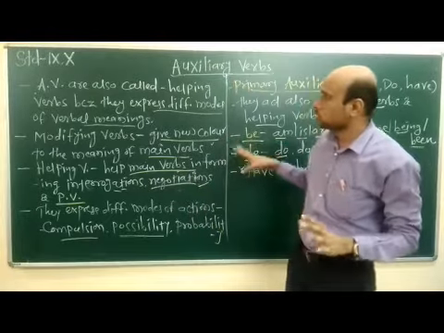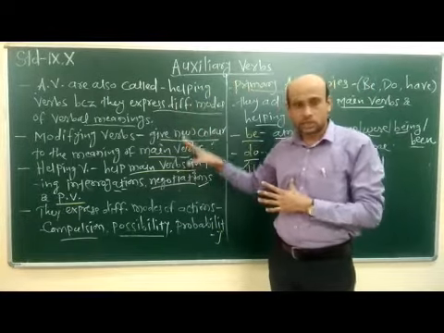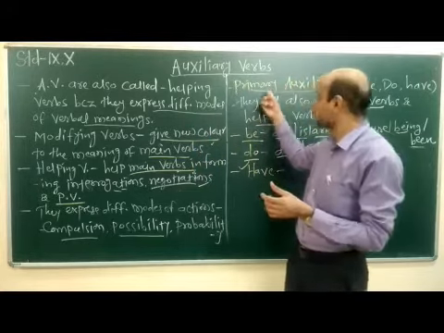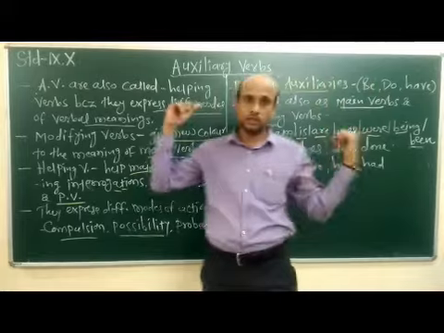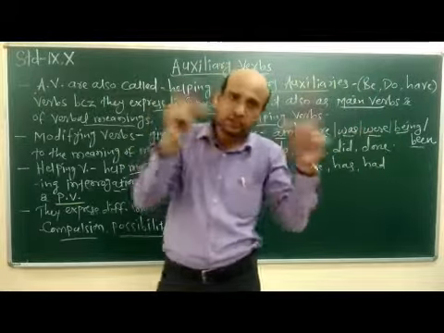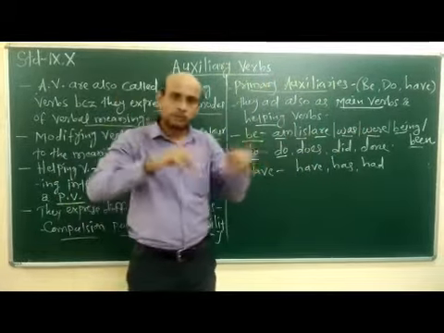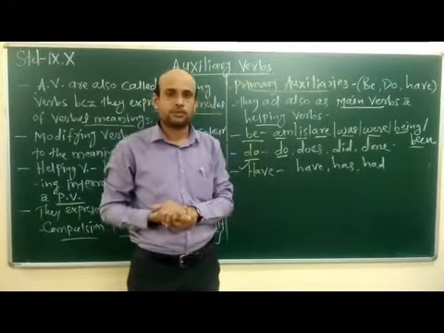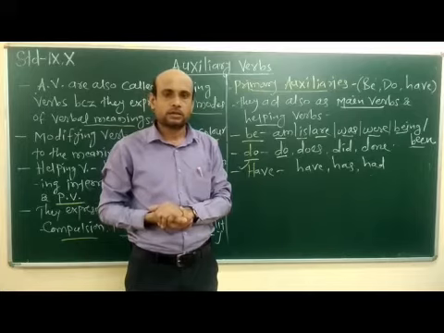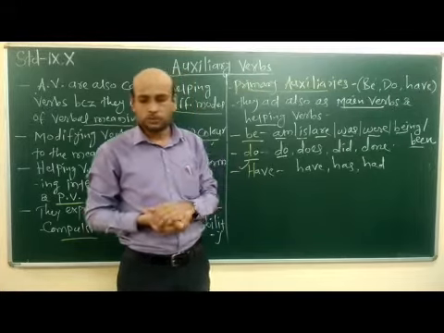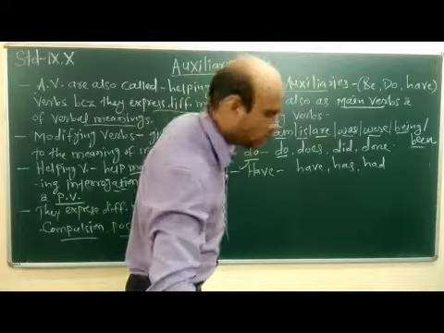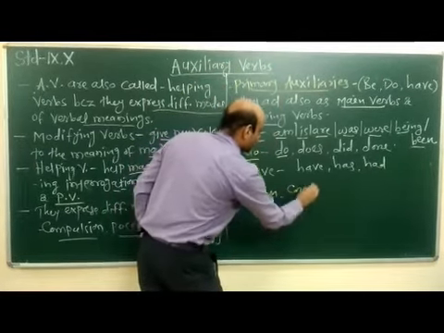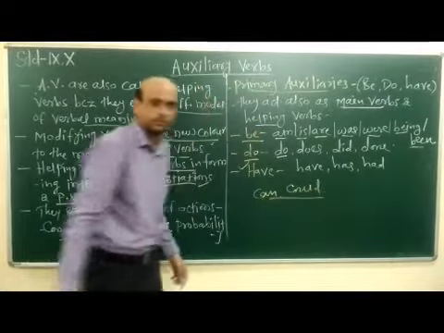Here, in short, we have discussed that auxiliaries can function as the main verb plus helping verb, especially primary auxiliaries. Be, do, have, they do both functions, right? Helping and main verb. But this is not the case in modal auxiliaries. Am I clear? For example, modal auxiliaries are can, could, may, might, and so on.